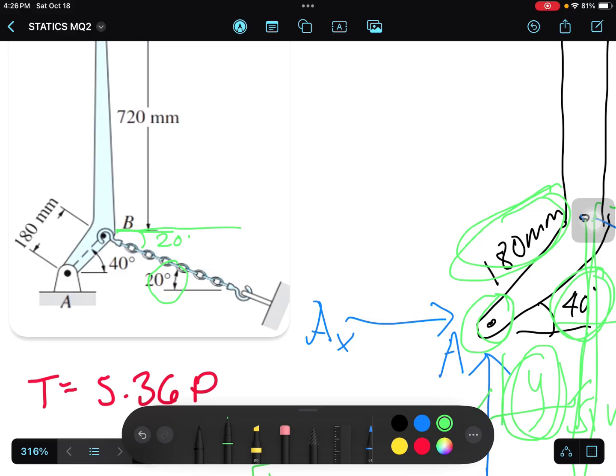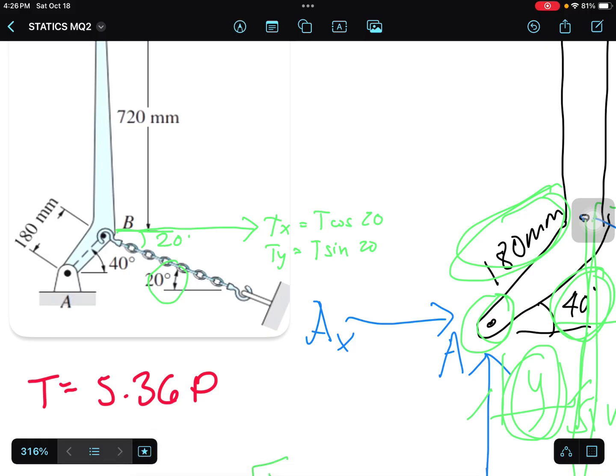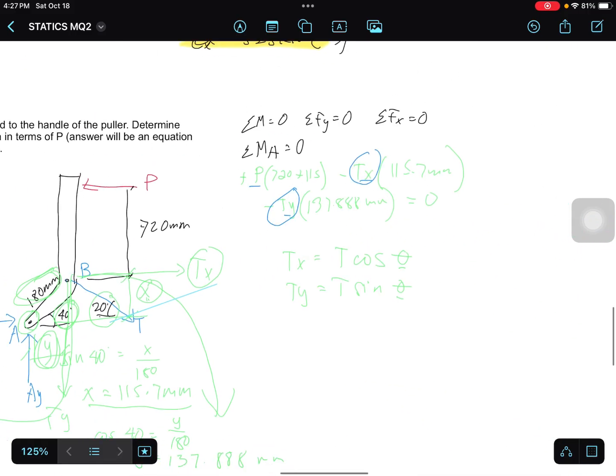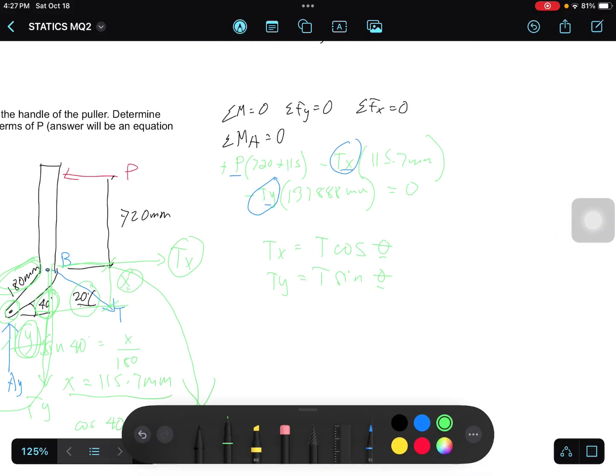So, to get this Tx, we can say Tx is equal to T cosine 20, and Ty is equal to T sine 20. So, substitute natin siya dito sa equation. So, let's call na this. This is 20. This is also 20. Substitute natin siya dun sa equation.